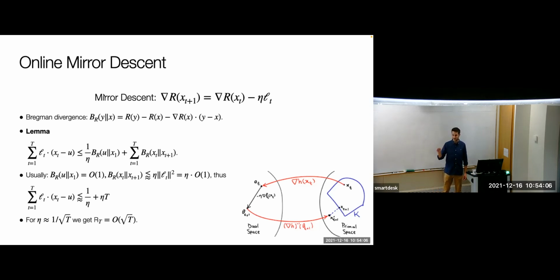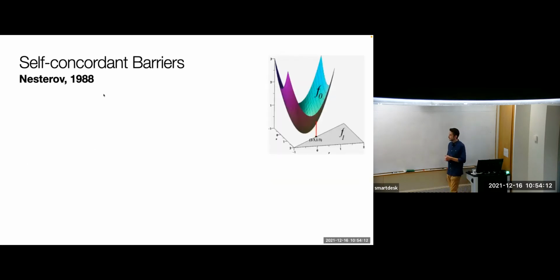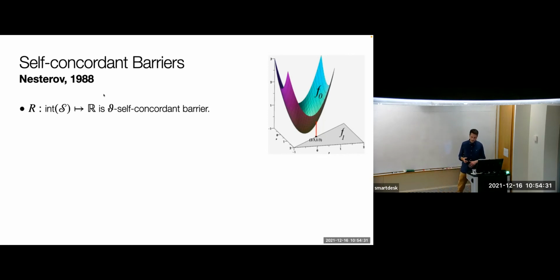I need to consider a very specific R. One such R that I can think of is what's called the self-concordant barrier. Self-concordant barriers are everywhere in convex optimization and interior point methods, but it turns out that they're very, very useful for linear bandits as well. The specific definition doesn't really matter. It's just a function that is very, very smooth, defined on my decision set, and it explodes on the boundary of the decision set.